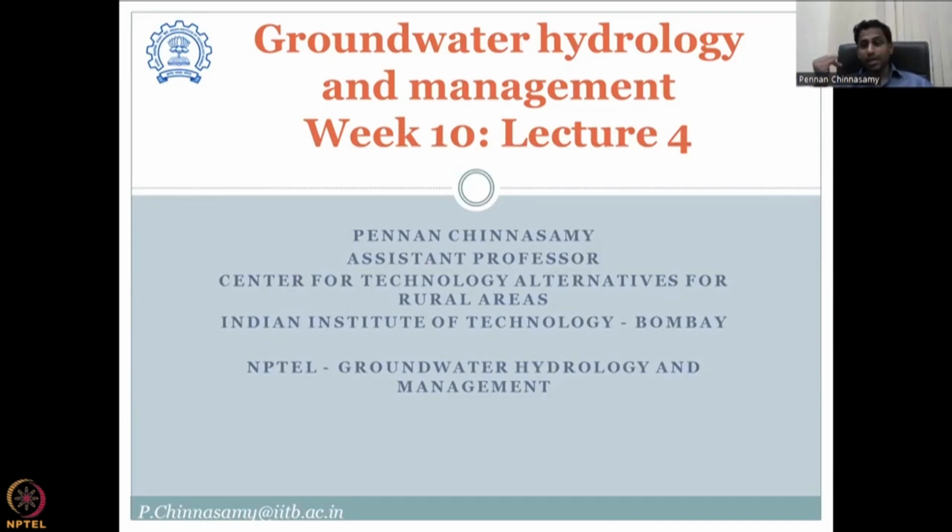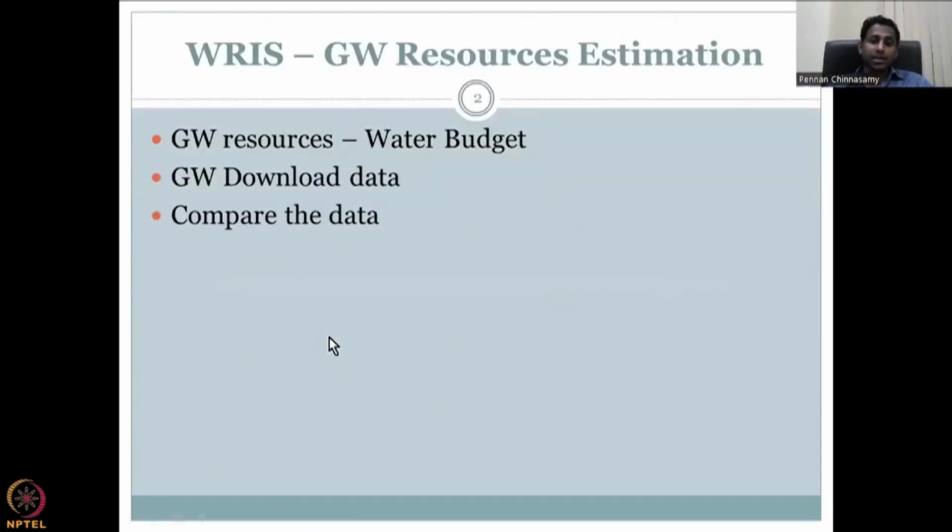We have looked at the aquifer types, the aquifer material, the groundwater level, and especially in the last class, we looked at how to differentiate the groundwater level between sites and download the data. Moving on, we will be looking at the resource assessments that have been added into the WRIS website. So what we'll be doing is, we will be looking at groundwater resources water budget given by the government data. We will also look at groundwater download data for a particular region and compare the data.